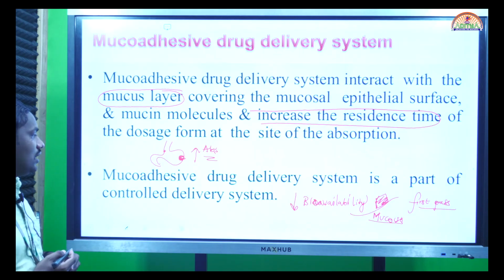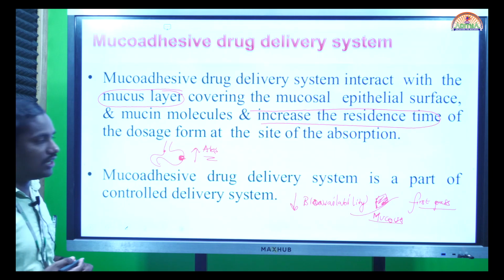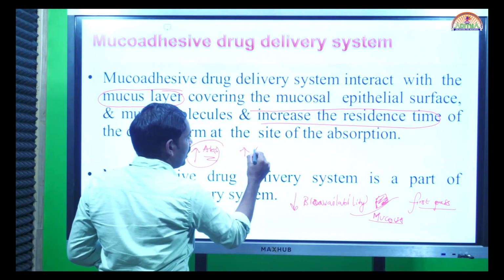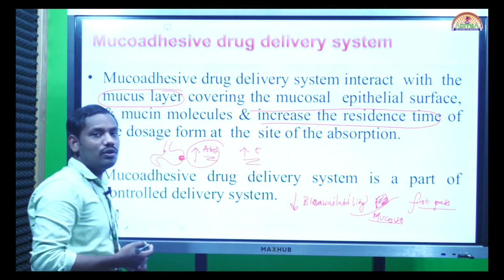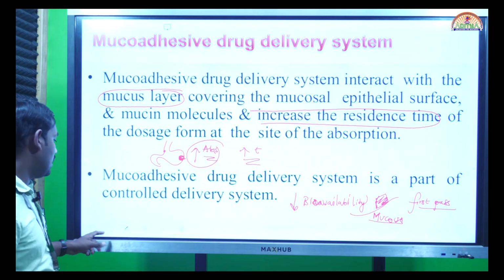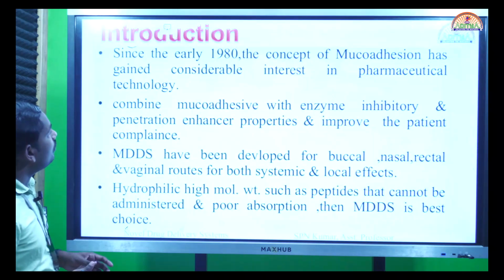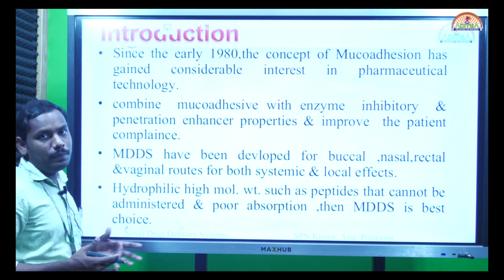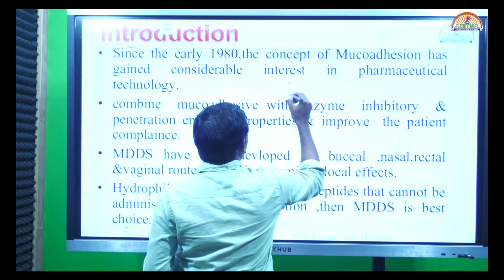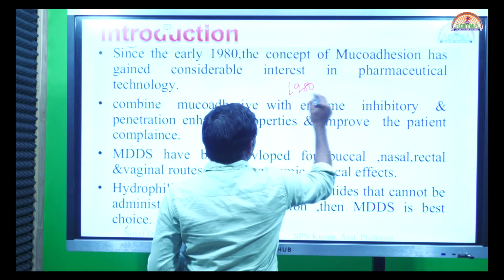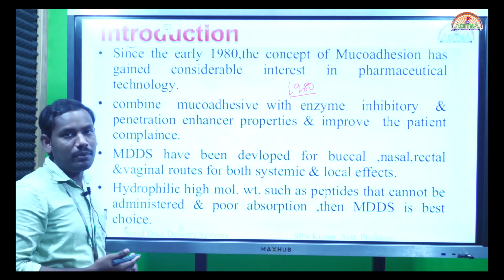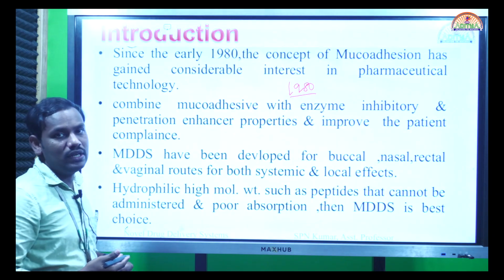The muco-adhesive drug delivery system is a part of the controlled drug delivery system. Since they release the drug for a prolonged period of time, they can be used as controlled drug delivery, hence they become a sector under the controlled drug delivery systems. And what are the footprints in history? This system started way back in the year 1980. From there onwards, there have been a number of ramifications and developments in this muco-adhesive drug delivery system.